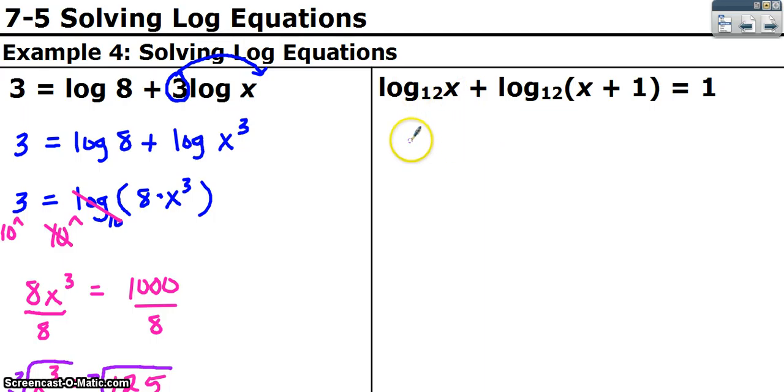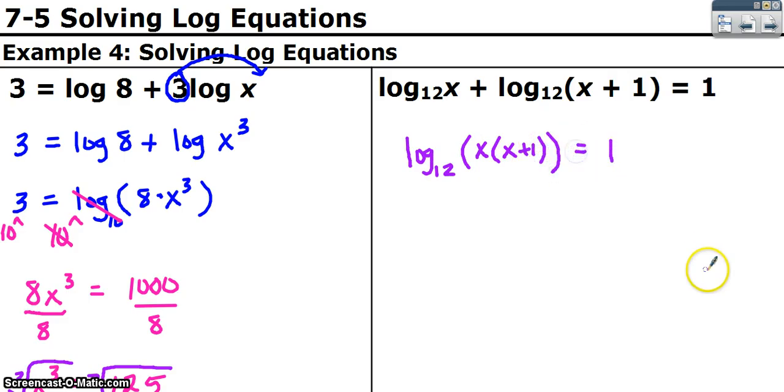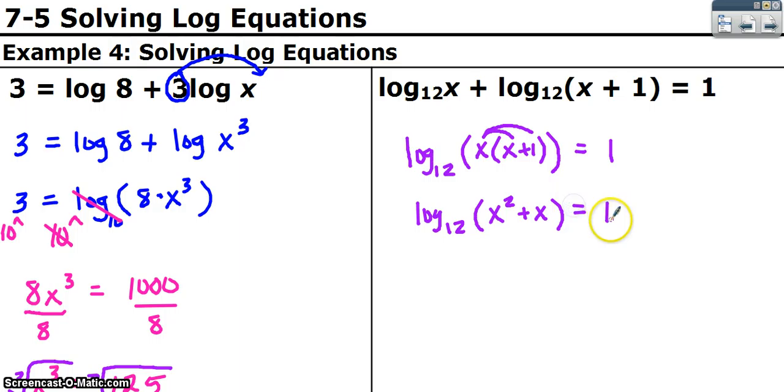All right, so we need to combine these two together. So it's going to be log base 12 of x times x plus 1 equals 1. I need to distribute inside here, so this is log base 12 of x squared plus x equals 1.